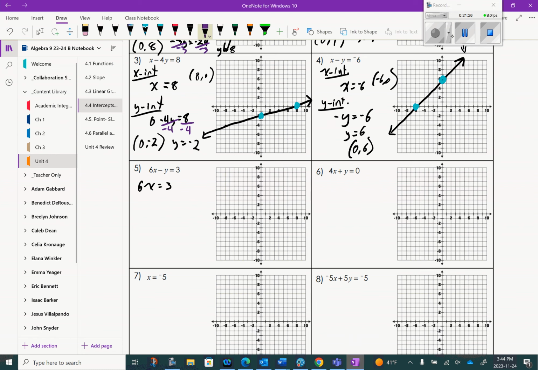Oh, look at what's happening here. Again, for my x-intercept, this completely disappears. So 6x equals 3. Divide both sides by 6. Uh-oh, fractions. 3/6 reduces down to 1/2. Now again, positive divided by positive is still positive. So this is the point 1/2, 0. Well, that's going to be kind of interesting to plot that one.